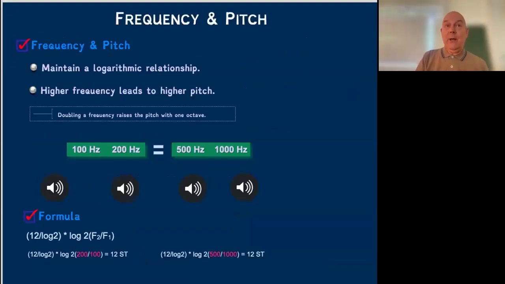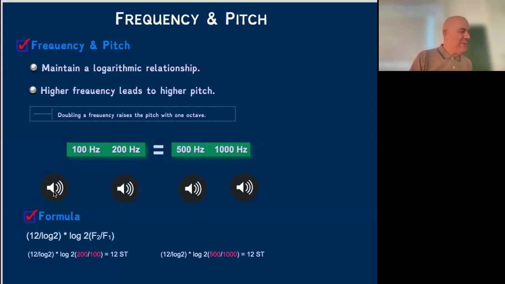in hertz and the perception of frequency is not a linear relationship, but a logarithmic relationship. So higher frequencies lead to higher perceptions of pitch. In fact, each time you double the frequency, you raise the pitch by an octave, so 12 semitones. That's an important idea because it is very often used for normalization purposes in voices between male and female speakers, as no doubt you know.